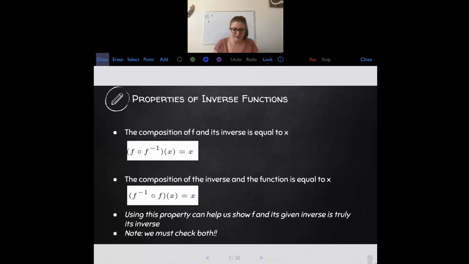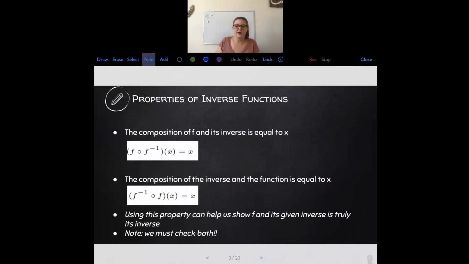Okay. So properties of inverse functions. The composition of f and its inverse is equal to x. And you'll see that written as f composed with f inverse is equal to x. And the other way around, the composition of the inverse and the function is equal to x. So f inverse of f of x is equal to x.